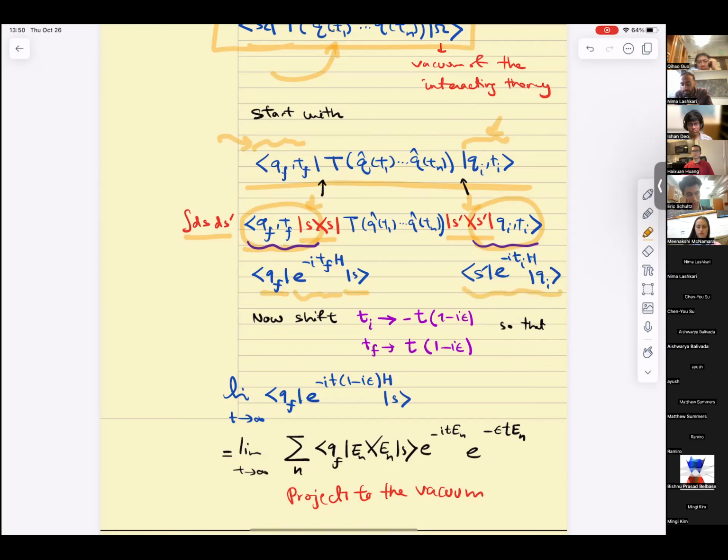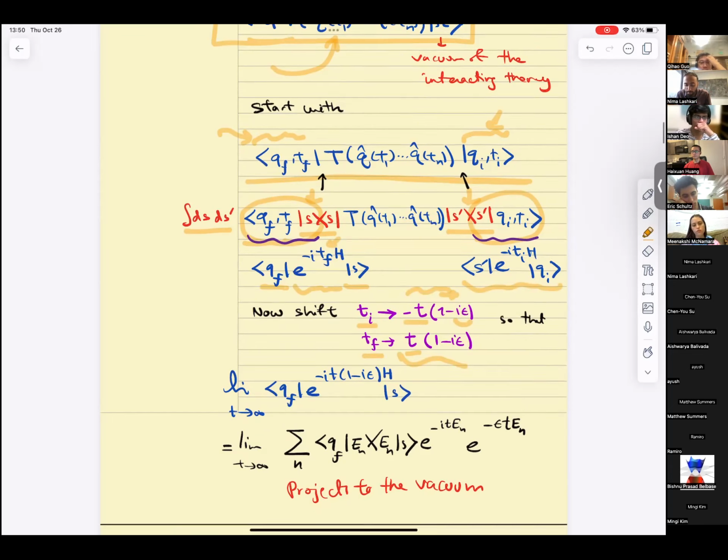And this is similar. Now, just for simplicity, imagine Ti and Tf are minus T and T. I'm just making it symmetric. And then I'm adding a complex imaginary part to time. I just want to do this by hand. What I'm going to do is change my Tf to this, and then Ti to that. It's a trick, a complex trick.